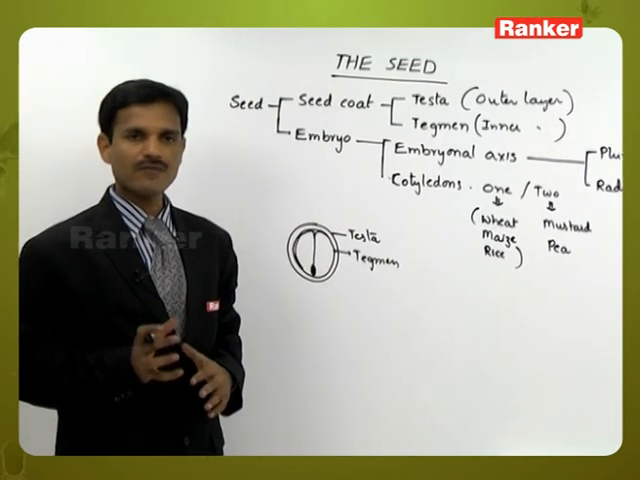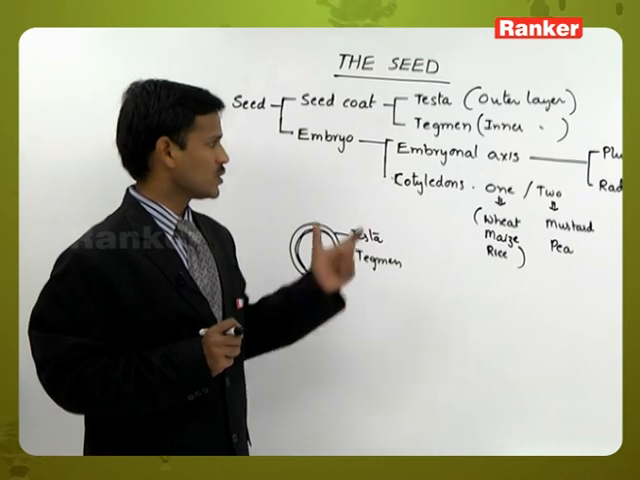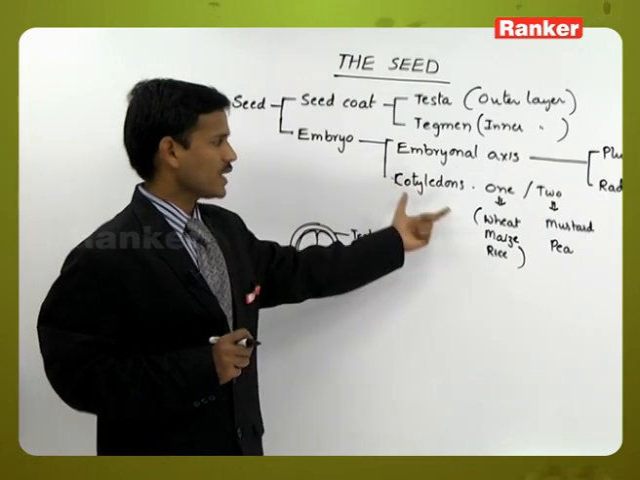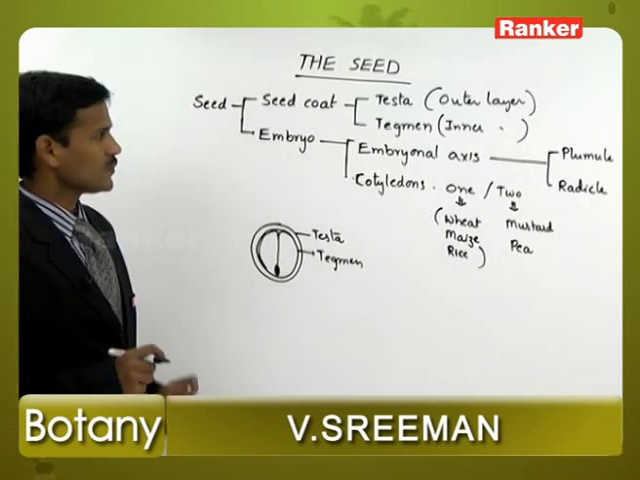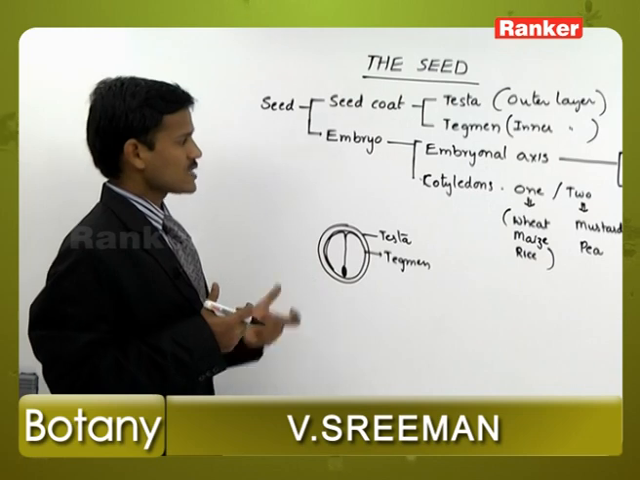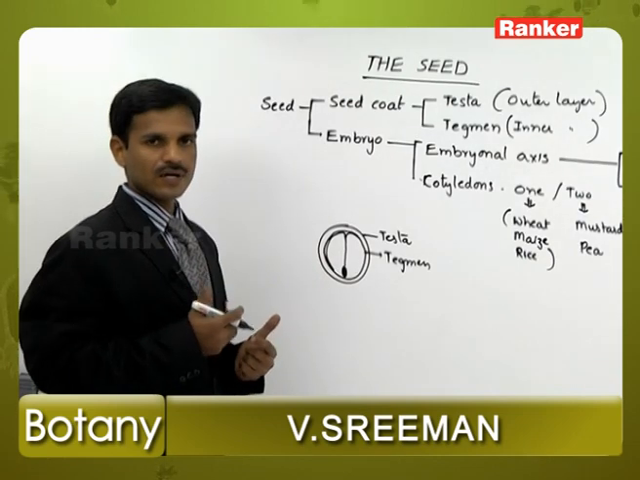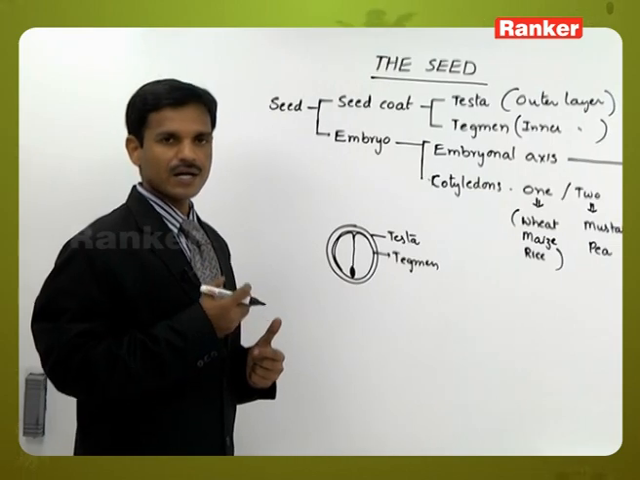So based on the number of cotyledons only, the angiosperms are classified into two types: monocotyledonae and dicotyledonae. Monocot plants, dicot plants. And here if we see the dicot seed, first of all we are going to discuss about dicot seed or structure of the dicot seed.